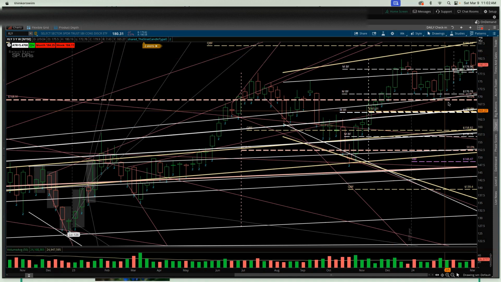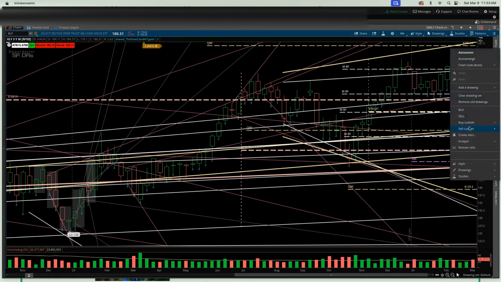And I think you see this clearly here in XLY. We are trading from the floor up to potentially the ceiling. So I'm going to set an alert for myself right here at 186.64. Again, this is my ceiling based upon the quarter resistance level.